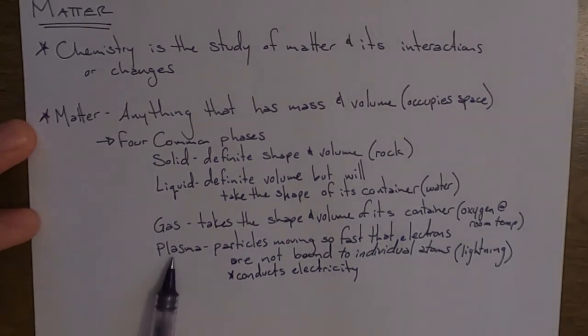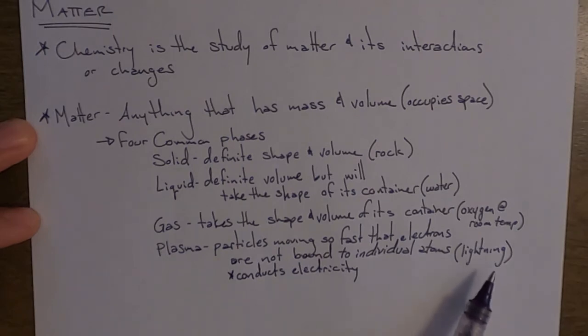Plasma is a phase of matter where the particles that make it up are moving so fast that the electrons are knocked off of individual atoms and are not bound to individual atoms. And because of this, it will conduct electricity. An example would be lightning.